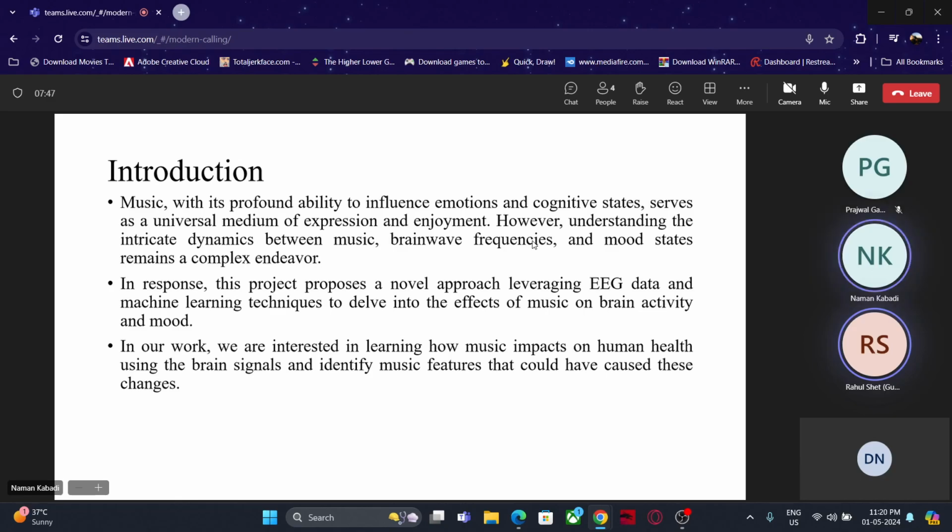So in our work, what we do is we collect the data, brain signals, using an EEG device, based on three different music genres like pop, classical, and instrumental.